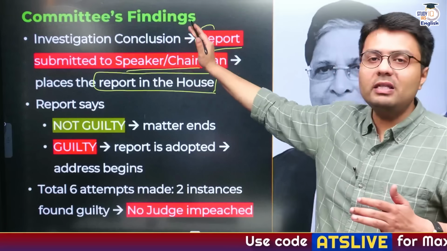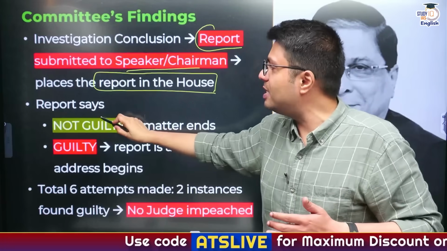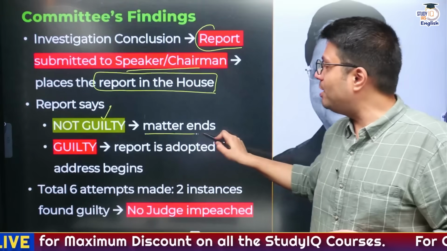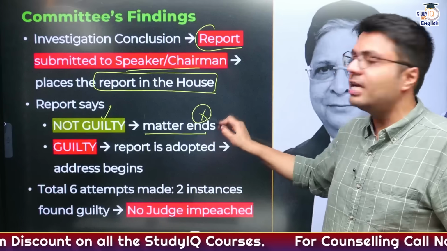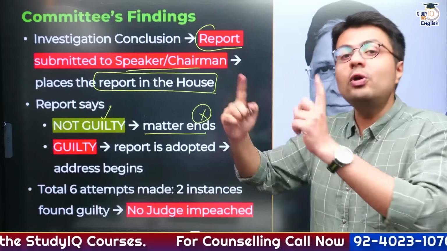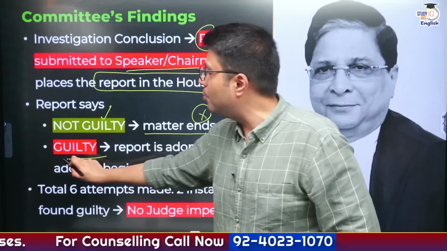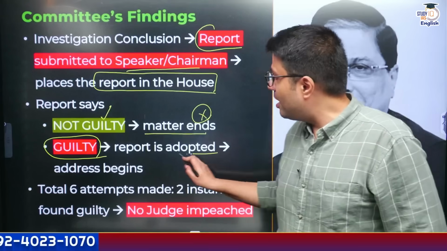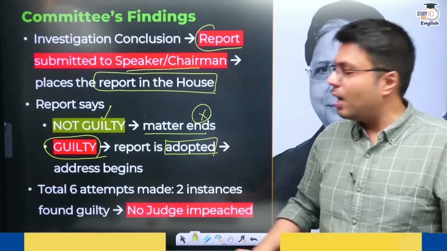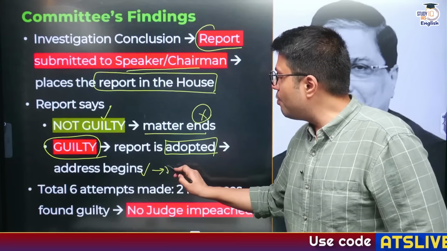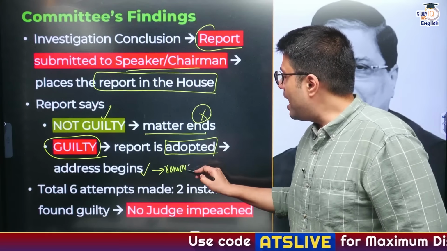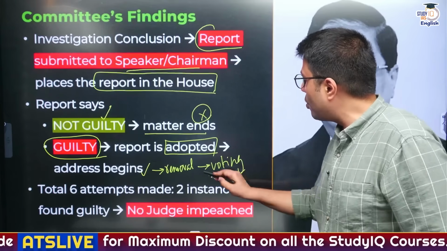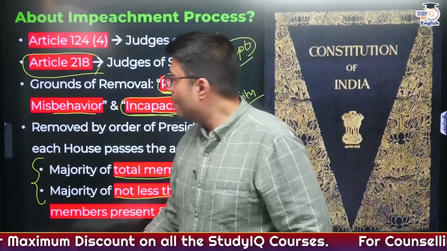Now suppose this committee report says that the judge is not guilty of the allegation made against him or her, then this matter of impeachment ends and the judge is not impeached. While on the other hand, if the report comes to a conclusion that the judge is actually guilty of this offense, then this report is adopted on the floor of the house and the address for the removal of the judge begins. And then only the voting process happens on the floor of the house. And what is required to fulfill the voting?